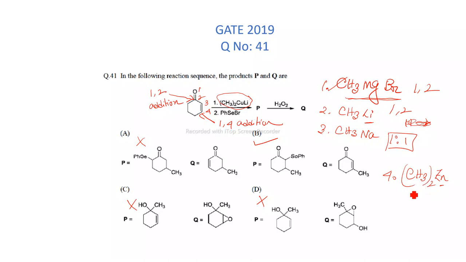In the case of Zn, Zn is soft in nature. Yes. So 1,4 addition.